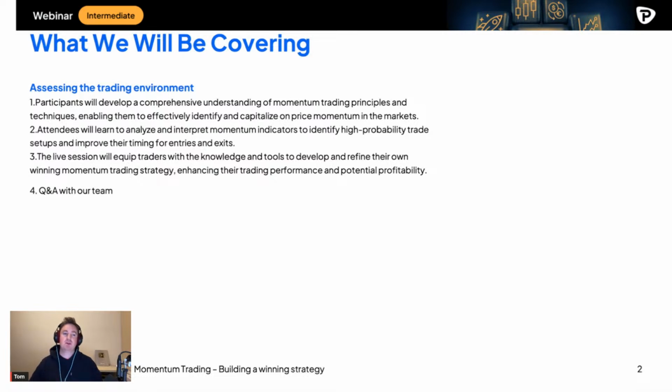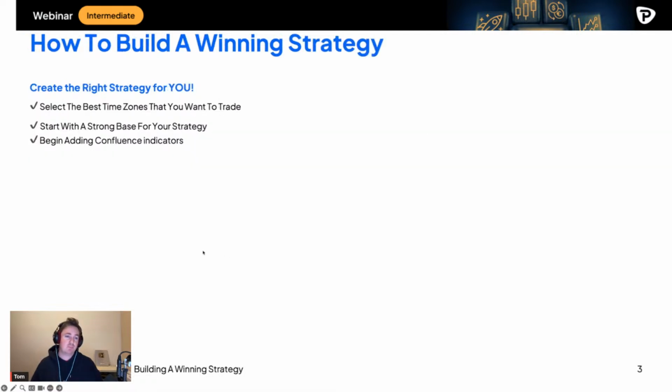So today we'll be talking about participating in a comprehensive understanding of momentum-based indicators and some of the ones that we would use. We'll be looking to interpret momentum indicators. How do we use them on the charts? How do we gain some advantage? All of those types of things. And of course, we'll be looking at the live charts. If you have questions throughout, feel free to ask them. We will be answering those as well. So how do we build a winning strategy?